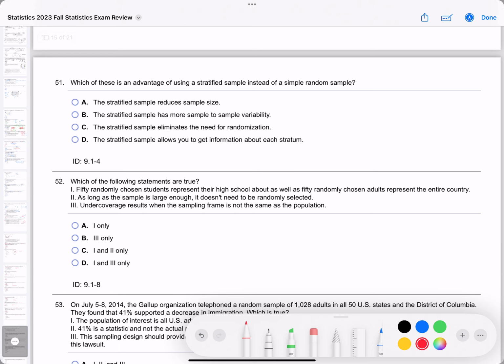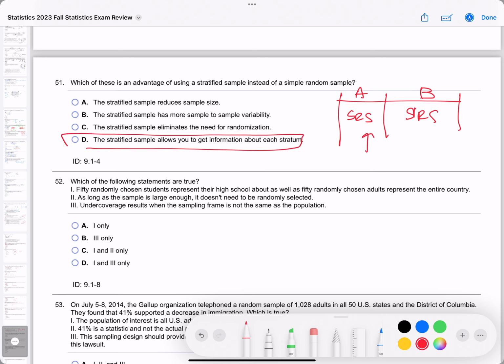Which is an advantage of a stratified sample instead of a simple random sample? A stratified sample is going to put the population in separate groups, let's say group A and group B, maybe boys and girls, and then do a simple random sample in both. So you can see the stratified sample allows you to get information from each stratum, which is each group.